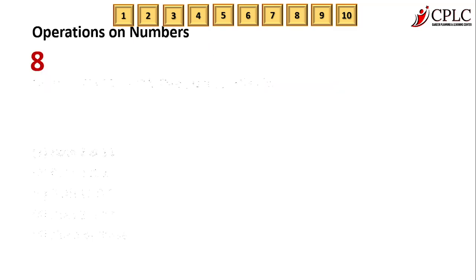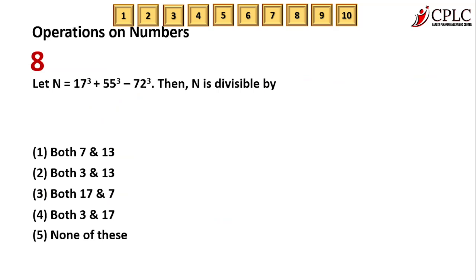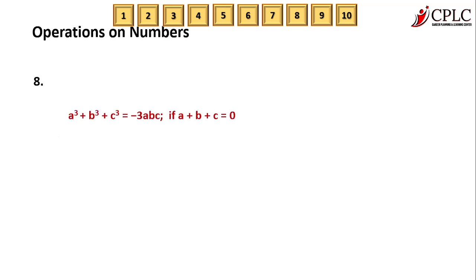Okay, moving on. Question number 8, which says n is a number which is defined as 17 cube plus 55 cube minus 72 cube. Then n is divisible by what? Now here we can say that it is of the type a cube plus b cube plus c cube, but the only thing that will happen is we have to rearrange it now like this. From here we need to rearrange it, then it becomes a cube plus b cube plus c cube.